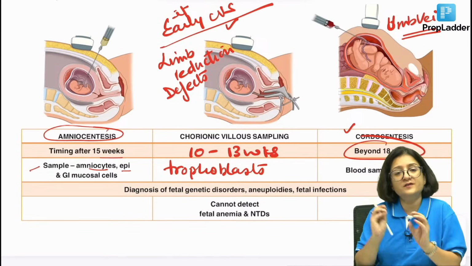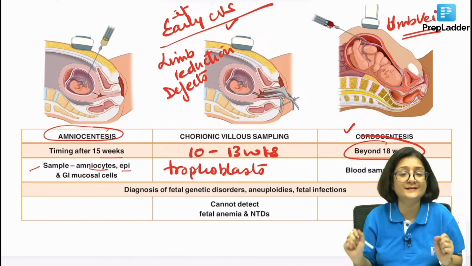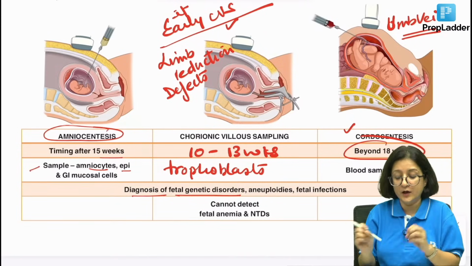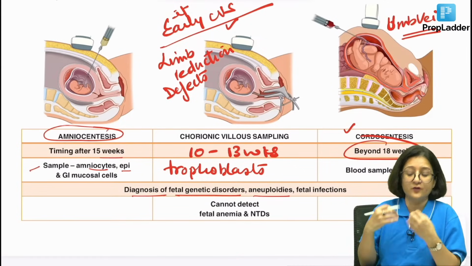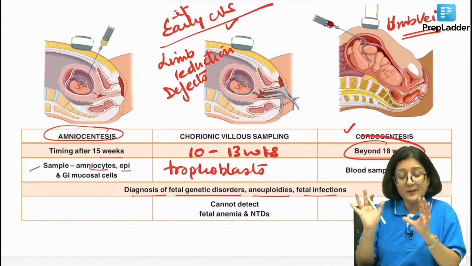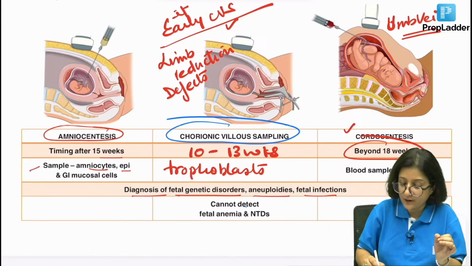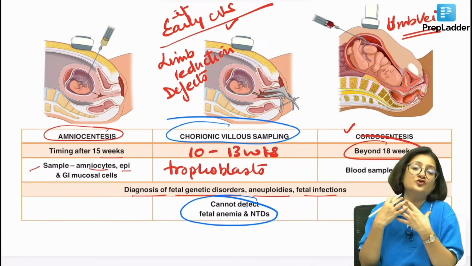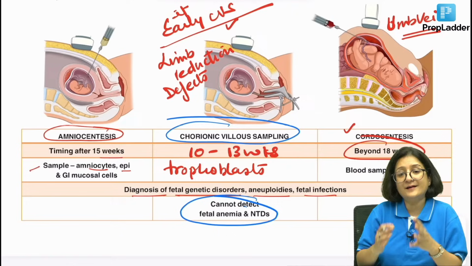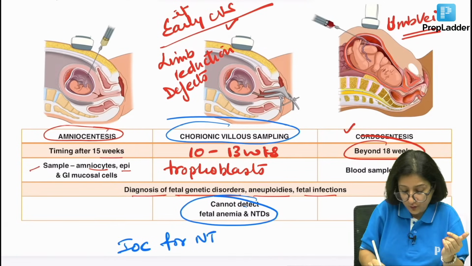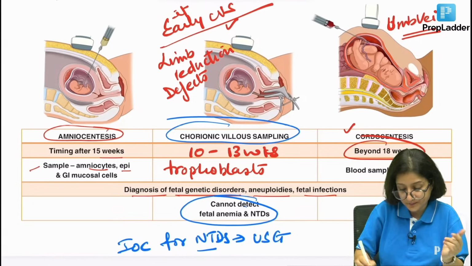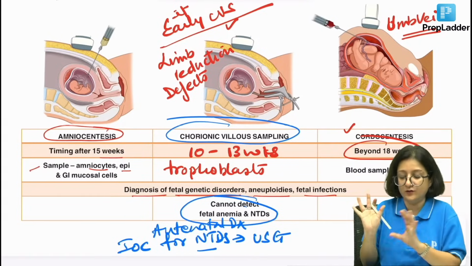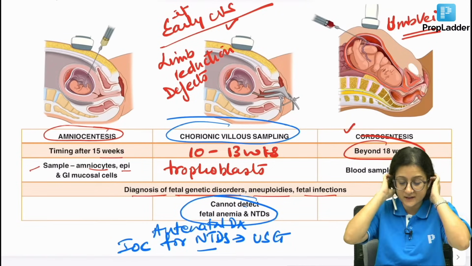Now, the purpose of these invasive fetal testing is to get the fetal sample. So when we get the fetal sample, we can subject that sample to testing for fetal genetic disorders, for aneuploidies, for fetal infections, right? Please remember that chorionic villus sampling cannot detect fetal anemia and neural tube defects, okay? Neural tube defects are structural malformations, and the investigation of choice for antenatal diagnosis of neural tube defects is ultrasound.